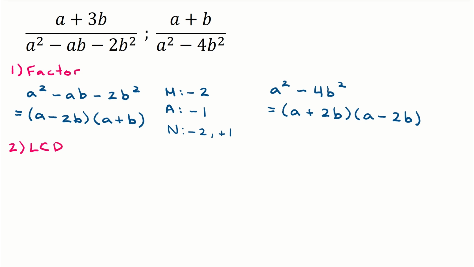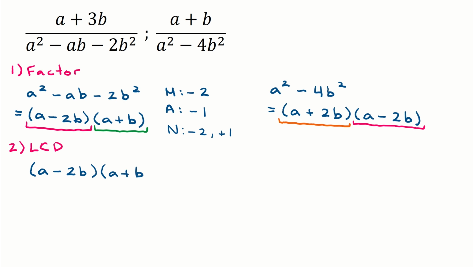So if we look at the factors, we can see that both expressions contain an a minus 2b, which is good. They also, from the first one, we get an a plus b, and from the second one, we get an a plus 2b. So our lowest common denominator has to include absolutely everything. We are including the one a minus 2b, as well as the a plus b and the a plus 2b.